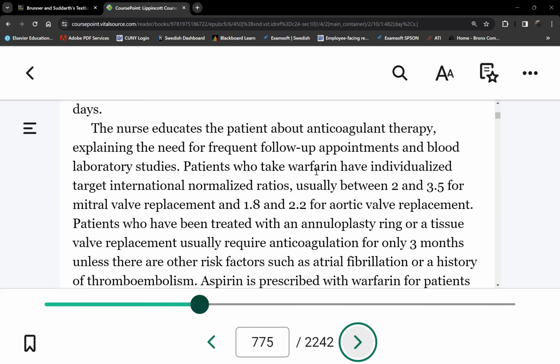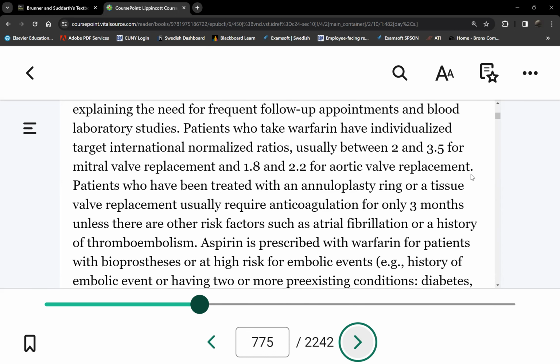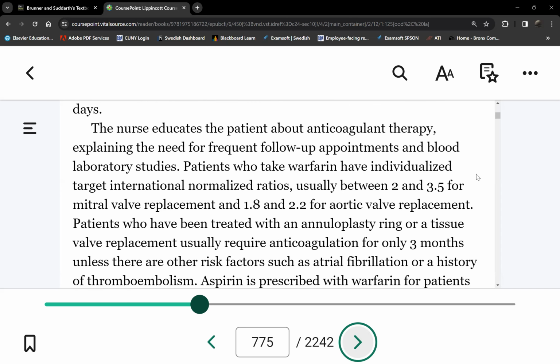Okay, so therefore, patients with mechanical valve replacements will be placed on anticoagulants for how long? For the rest of their life. Now, with mechanical valves, the only approved anticoagulant is warfarin. So only warfarin.